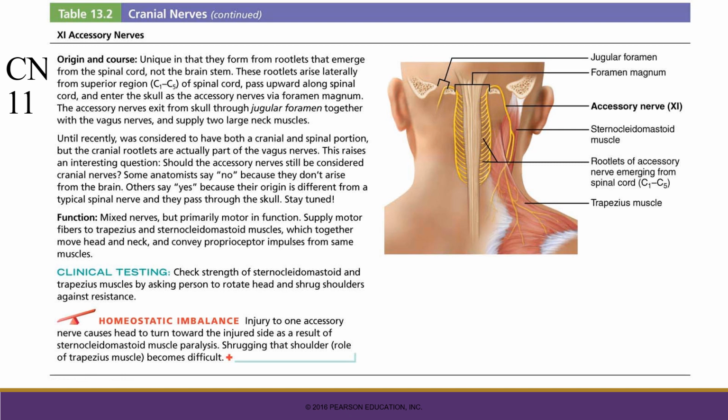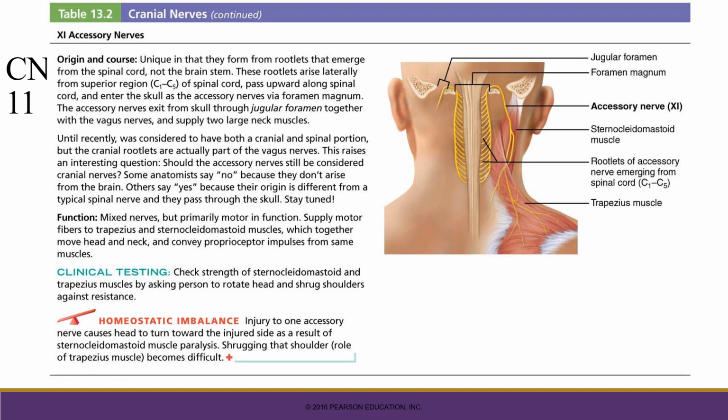Superior region C1 to C5 of the spinal cord, pass upward along the spinal cord, enter the skull as the accessory nerves via the foramen magnum, and then it's going to come out through the jugular foramen together with vagus nerve. Accessory nerve is going to supply SCM and upper trap. Until recently, it was considered to have both a cranial and spinal portion, but the cranial rootlets are actually part of vagus nerve, is what this author believes.